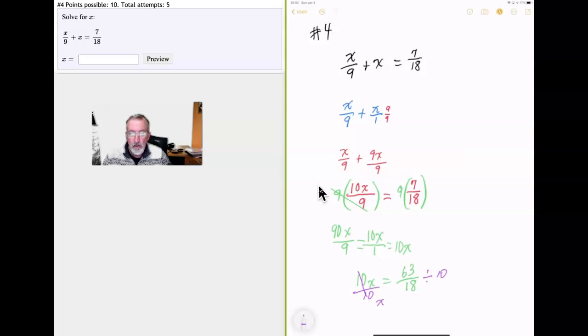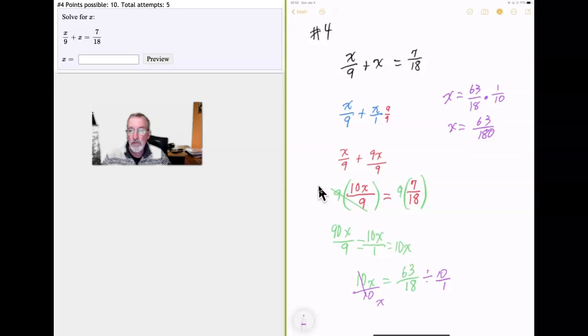In division, fractions and division, we invert and multiply. So this is 63 over 18 divided by 10 over 1. Or if we multiply, x should be equal to 63 over 18 times 1 over 10. So x should be equal to 63 over 180. And now we can reduce that fraction.